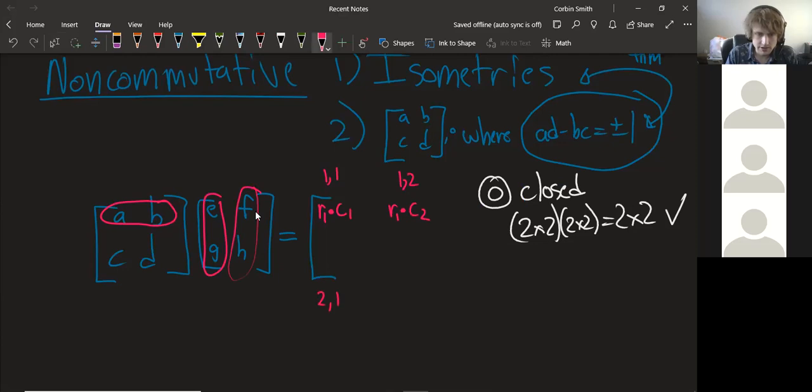In the 2, 1 spot, can you guess what we're going to have here? Row 2, column 1. Yep. Wait, by row 1 and row 2, do you mean like the sum of the numbers in that row?